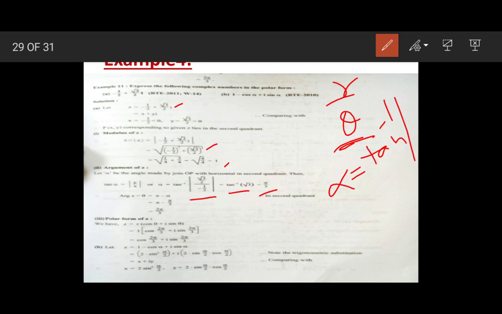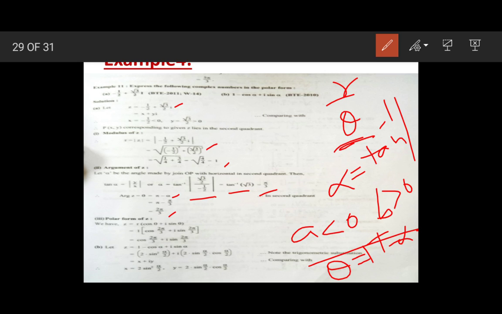Okay. Then argument of Z. Now since A is less than 0, A is negative and B is positive. So that means the complex number lies in second quadrant. So in second quadrant, theta is equal to pi minus alpha. So theta is pi minus pi upon 3. So theta is equal to 2 pi upon 3.